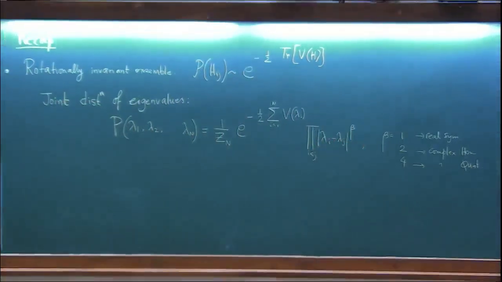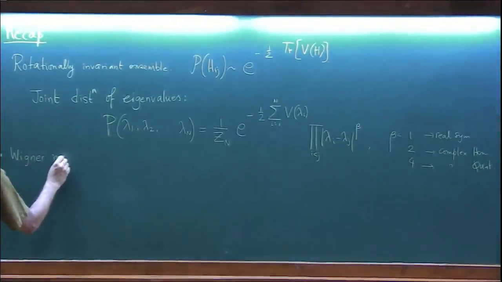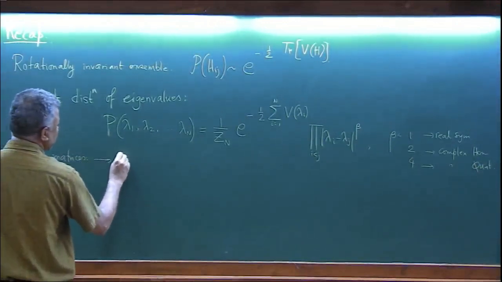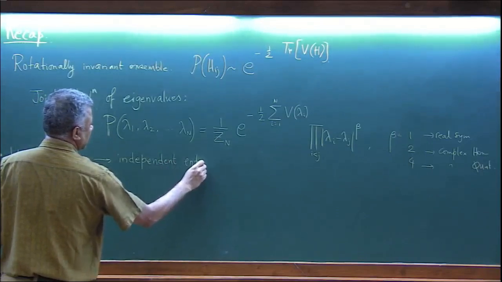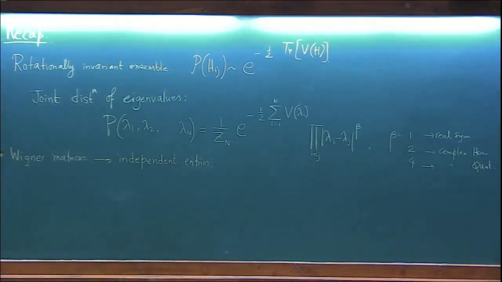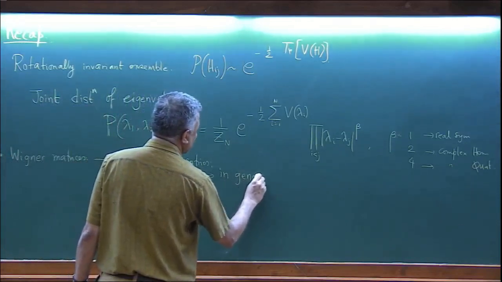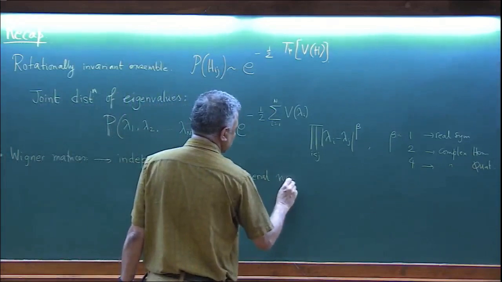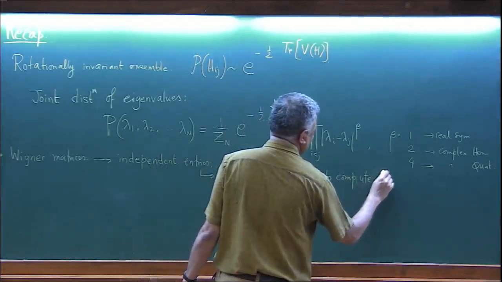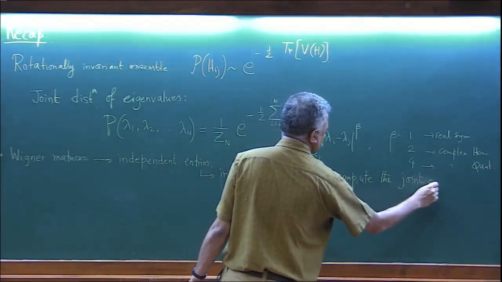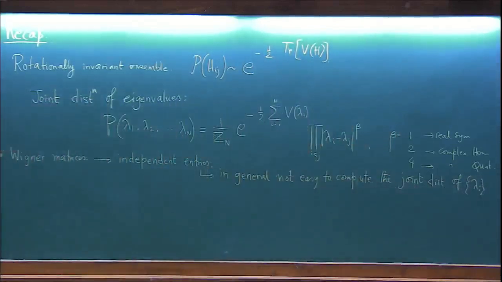We also mentioned that if, instead of a rotationally invariant ensemble, you take Wigner matrices with independent entries, where you choose the distribution of each entry independently from some distribution, then in general it's not easy to compute the joint distribution because you don't have this special symmetry property. However, they are much easier to generate numerically.